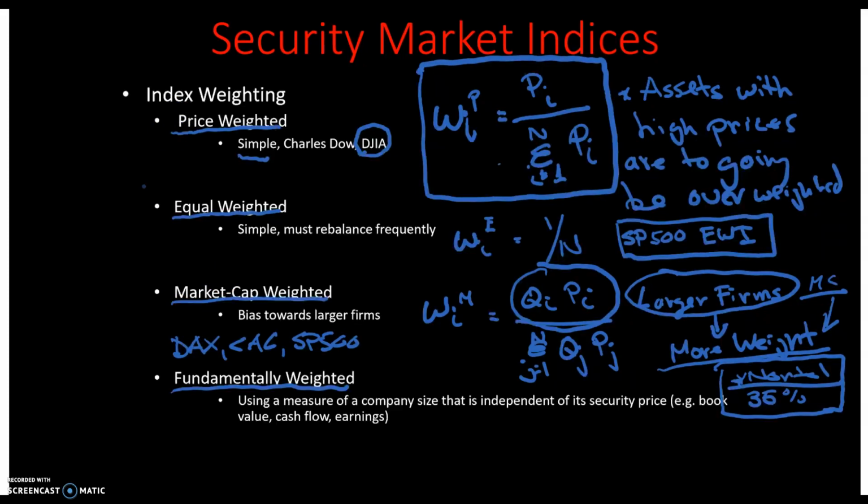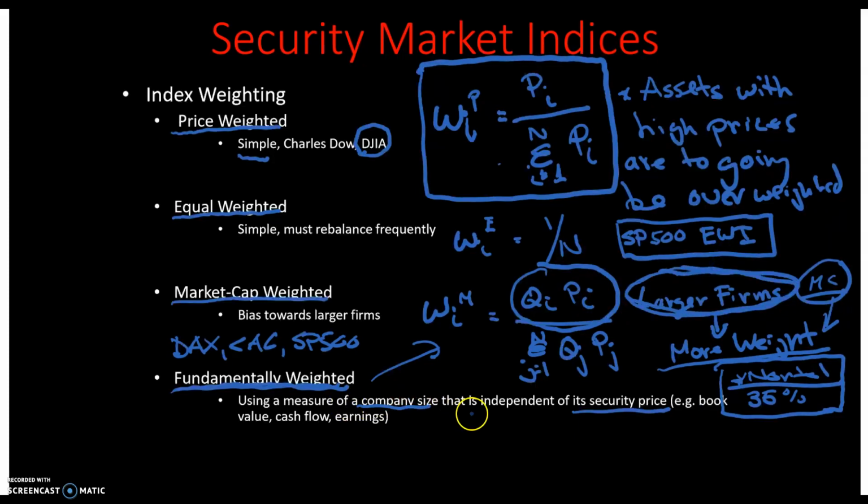The last one we'll talk about is fundamentally weighted. Fundamentally weighted indices try to get away from holding these overvalued firms we just talked about in market cap. Here they use a measure of the company's size that's independent of its security price. Remember, the market cap we just calculated is simply the number of shares the company has times the market price of each share. So the price of the security is going to have a big impact on how much it counts towards the market capitalization and the weighting that it has.